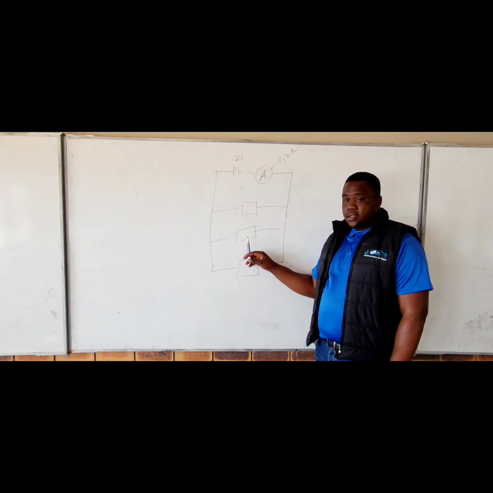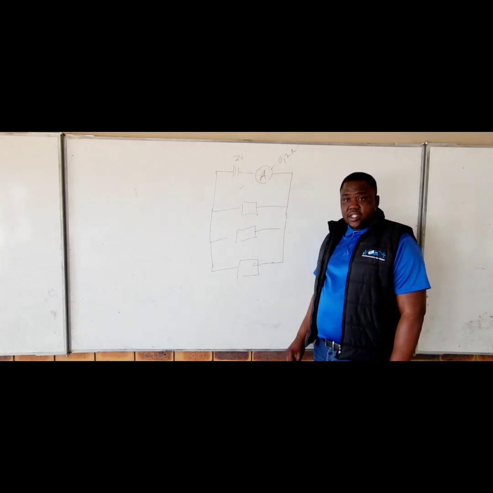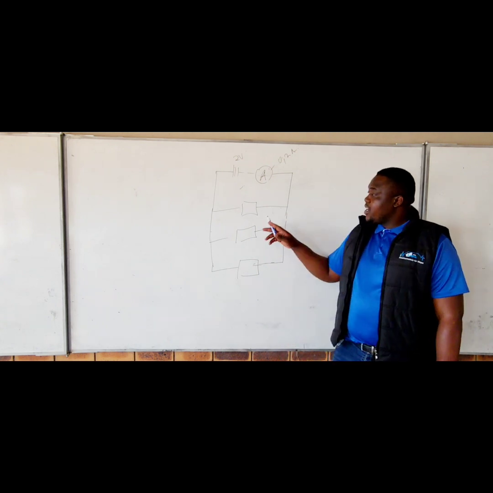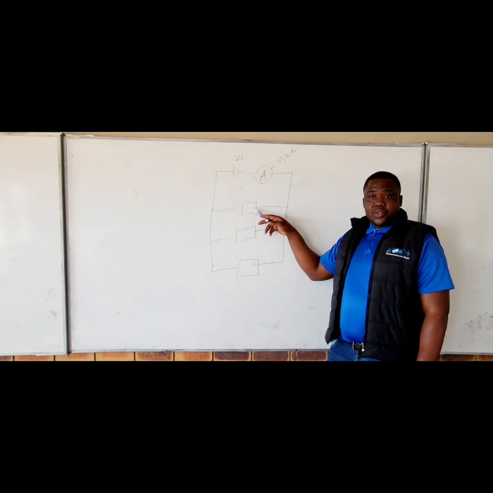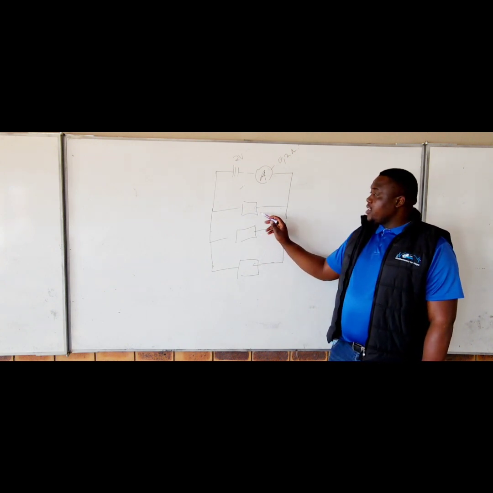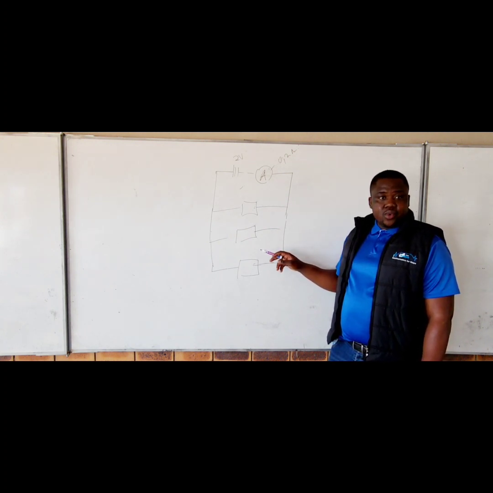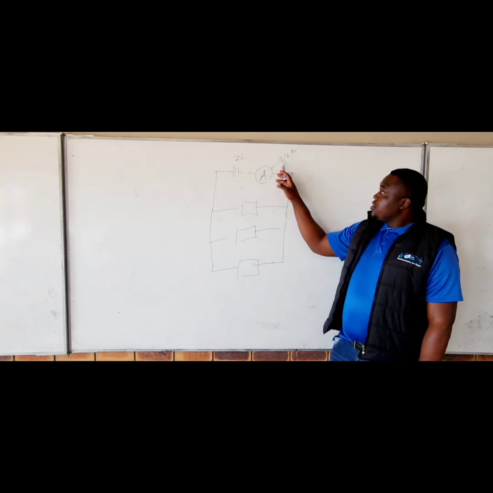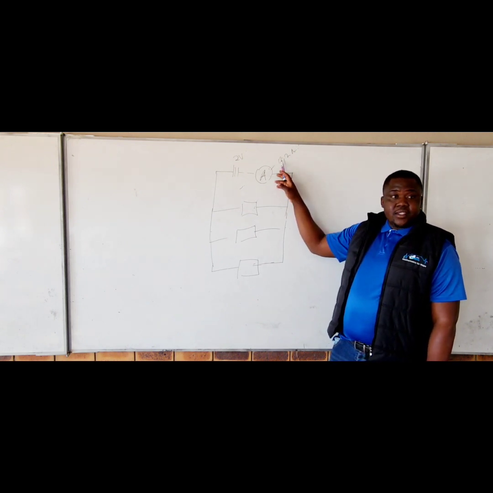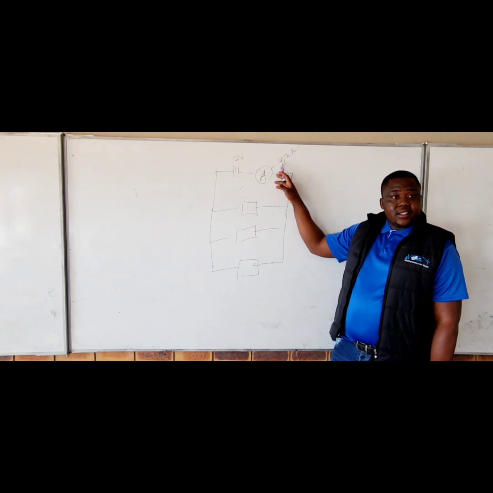It is in parallel connection, right? Yeah. Tell me, the current that is here, is it 0.2 amperes? No. It is not, right? Yeah. But if we add the current that is here, the current that is here, and the current that is here, what is the value that we're going to get? 0.2. 0.2, because 0.2 is the total current. You understand? Yes.